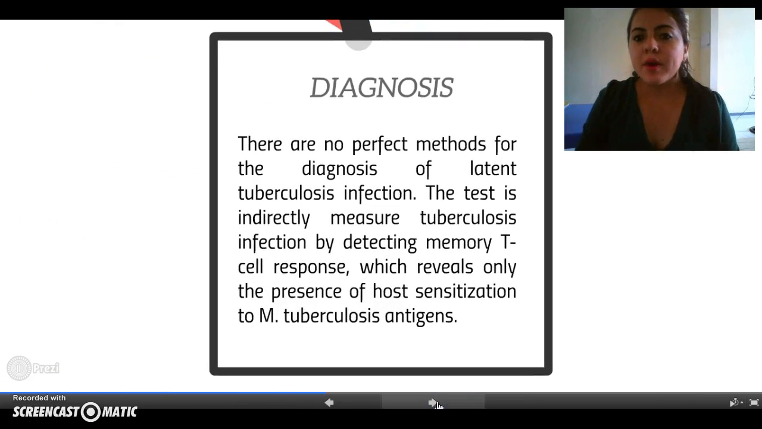Diagnosis. There are no perfect methods for the diagnosis of latent tuberculosis infection. Available tests indirectly measure tuberculosis infection by detecting memory T cell response, which reveals only the presence of host sensitization to tuberculous antigens.